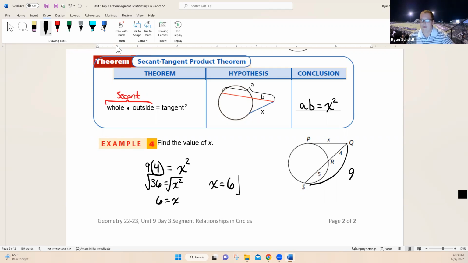There we have it. So we had 3 theorems. We have the chords where you just multiply, so equal. We have the two secants, whole times outside equals whole times outside. And then we have the secant tangent, whole times outside equals tangent squared. Those are our three relationships that we're going to talk about today.